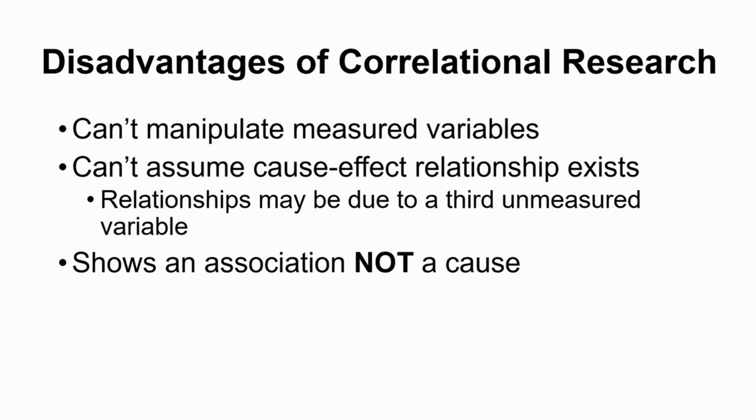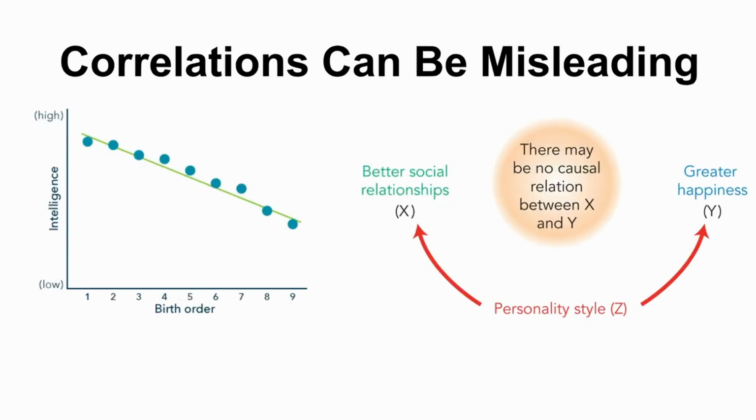We can't be sure of causality because our relationships might be caused by some third unmeasured variable that we weren't able to take into account. So correlational research shows an association, but not a cause, not a directionality. And so what do we mean by that? Here are a couple of examples.